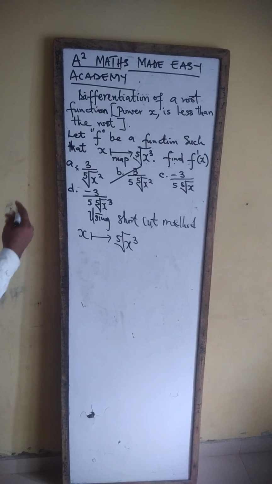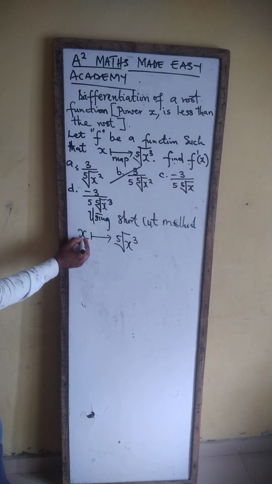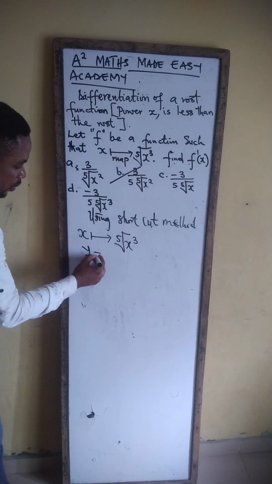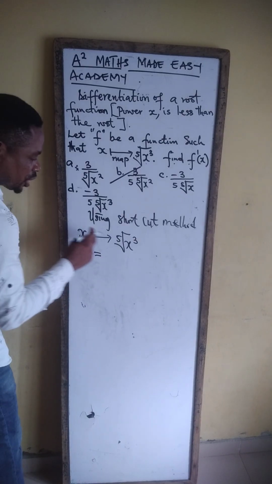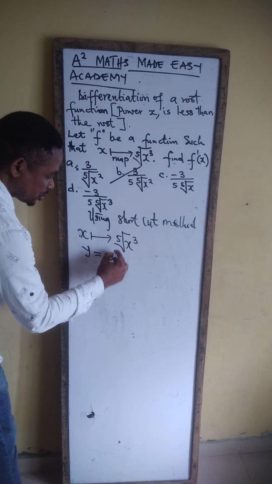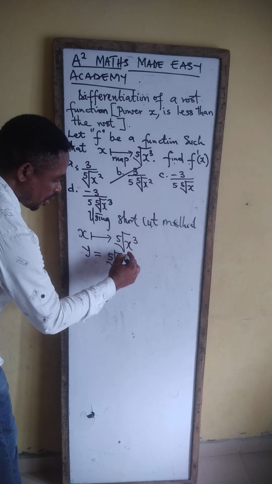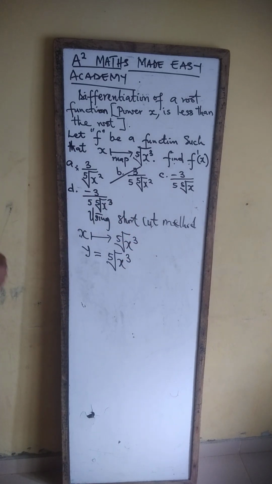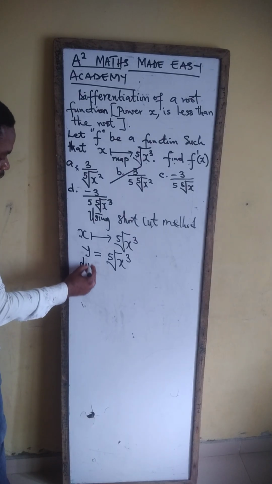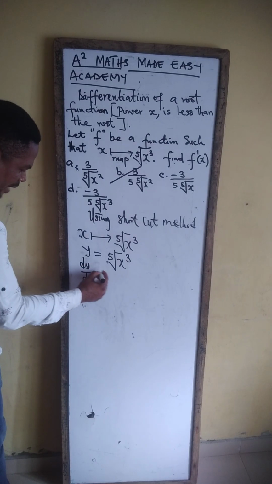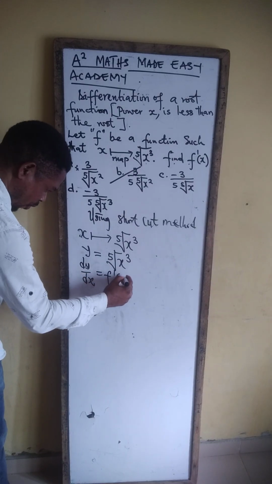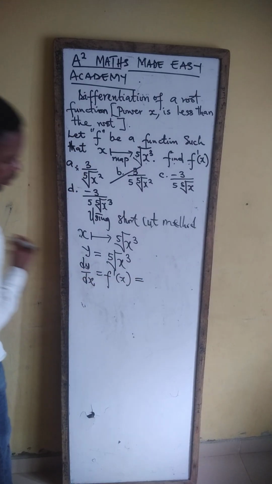3. I already told you that another name for writing x maps to is y equals. Which implies what? Fifth root of what? X all raised to the power of what? 3. Now I want to differentiate. Look up. Now if I differentiate y, it will give me dy over dx. And it is the same thing as saying f prime of x, which is now equal to.